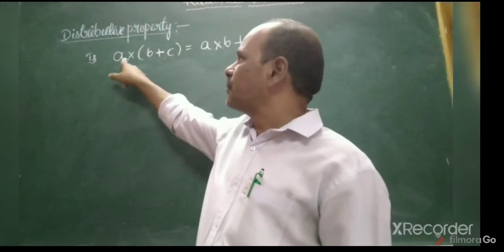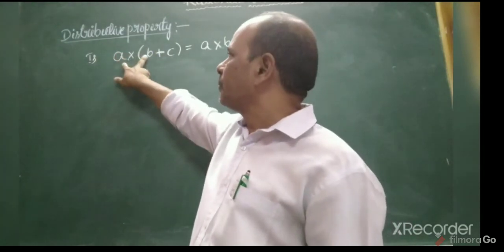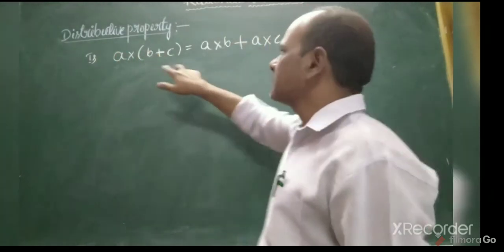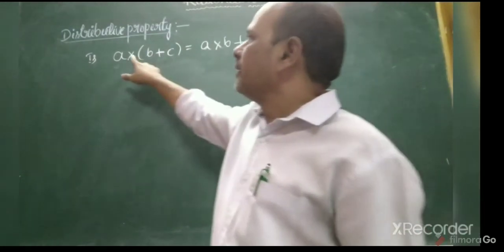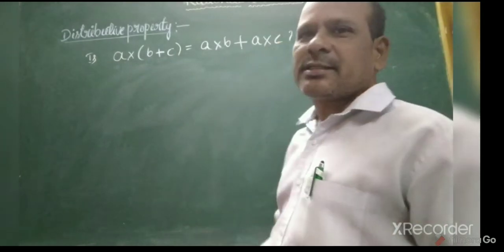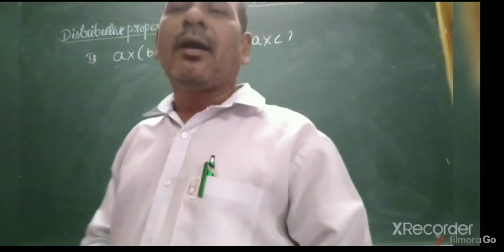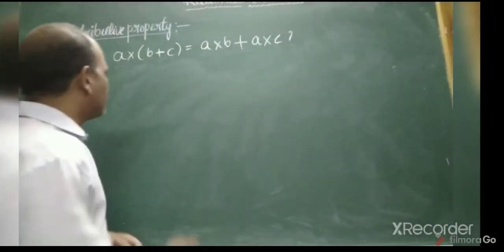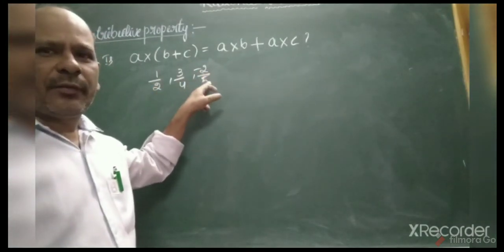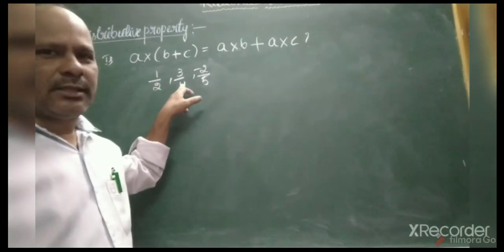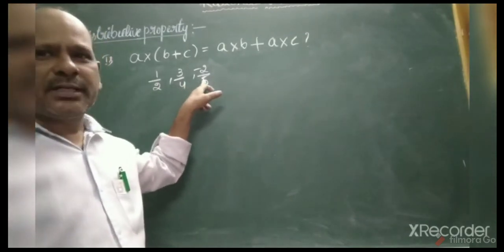Here a is distributed between b and c: a into b and a into c. See, a into b, this plus symbol will come in the middle, a into c. Let us check whether this is equal or not. I am taking three rational numbers 1 by 2, 3 by 4 and minus 2 by 5. Here a is 1 by 2, b is 3 by 4 and c is minus 2 by 5.